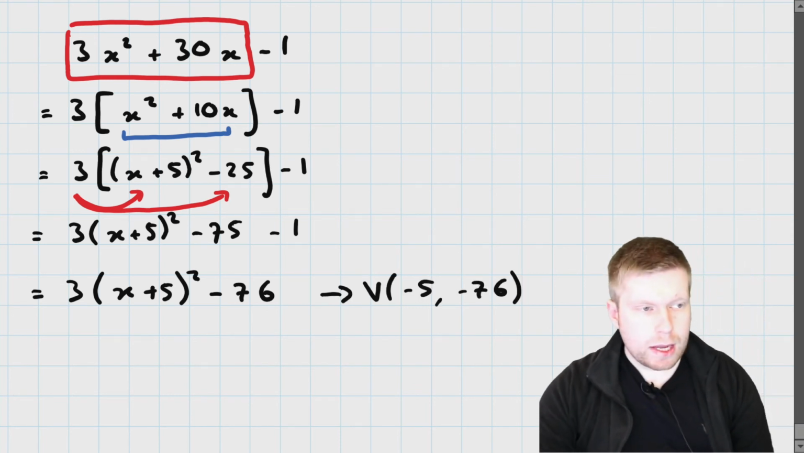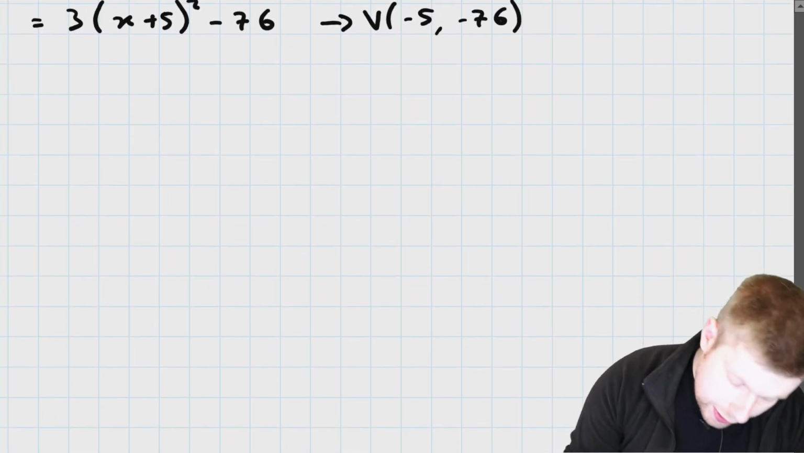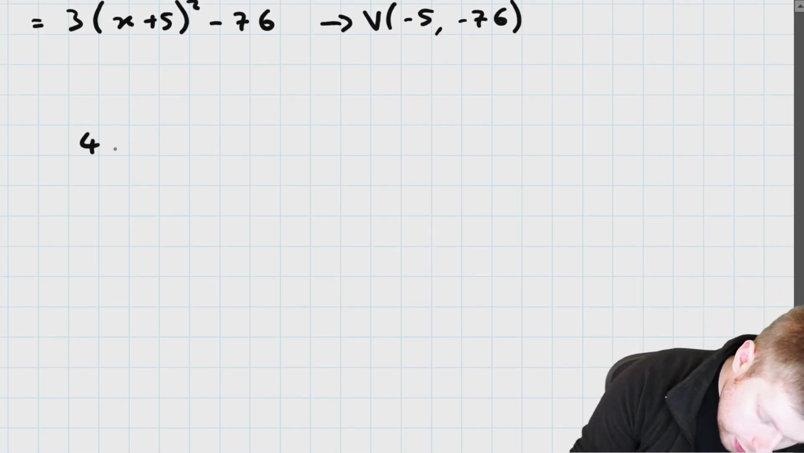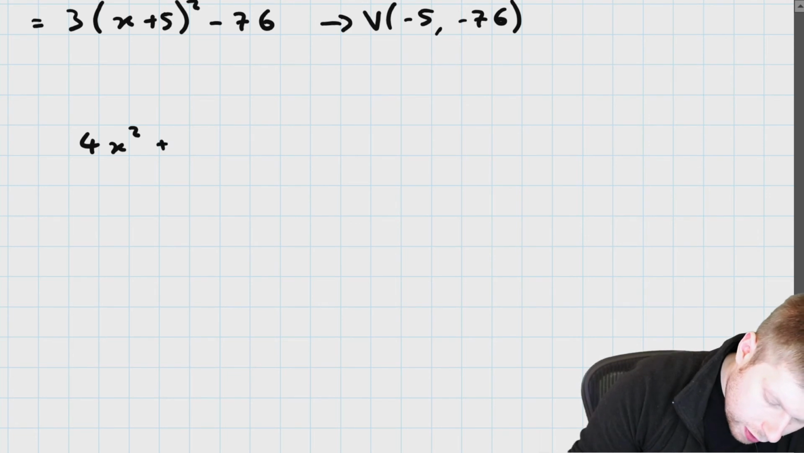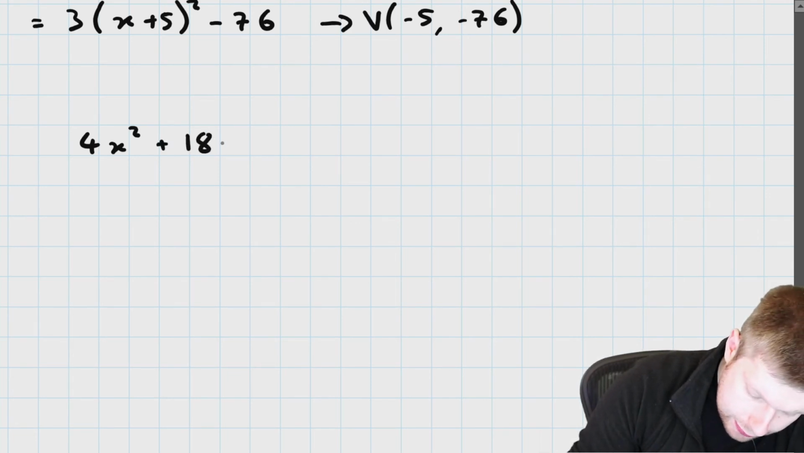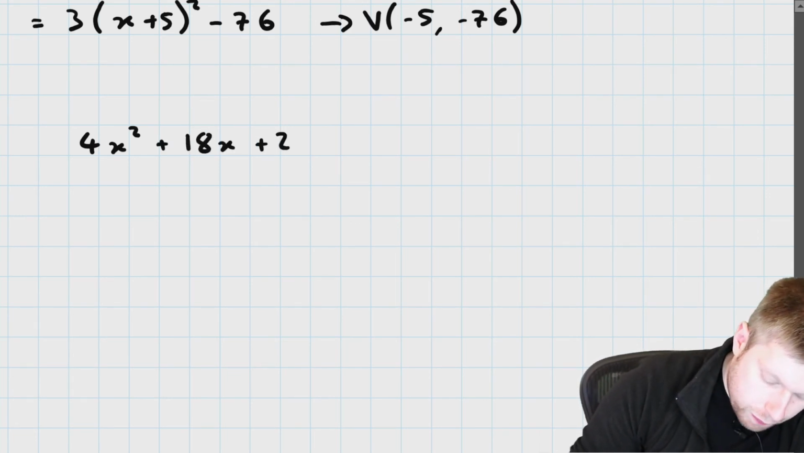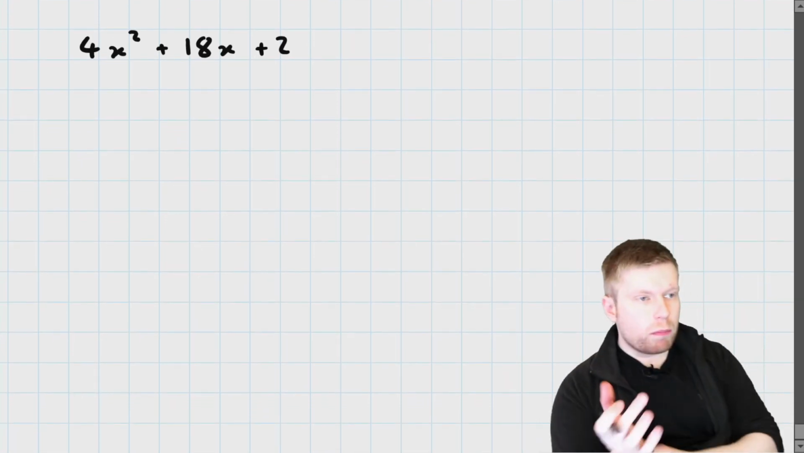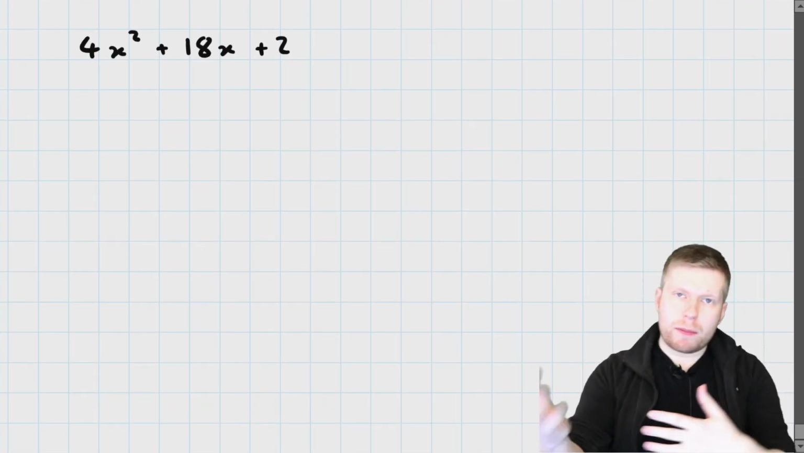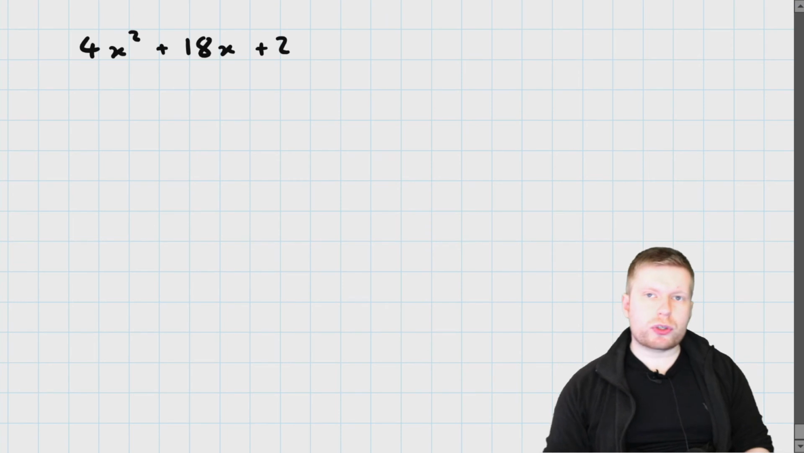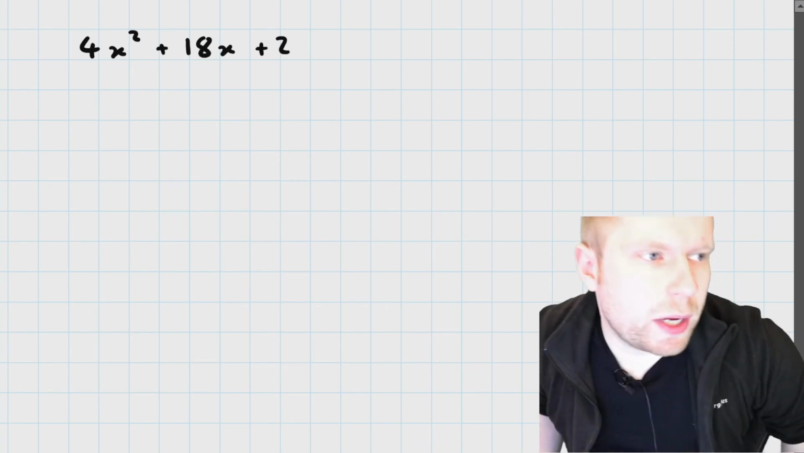Let's just do it with one more example. Let's try something like 4x squared plus 18x plus 2. This one might end up being slightly more awkward because I'm going to basically be halving a non-square number, but I think it'll be okay with this.